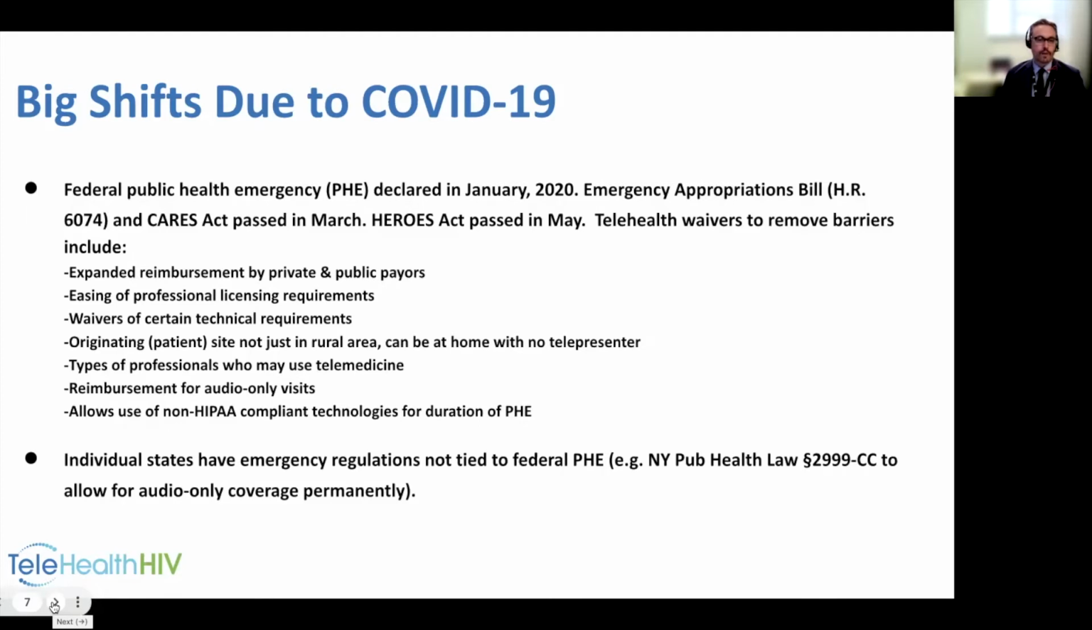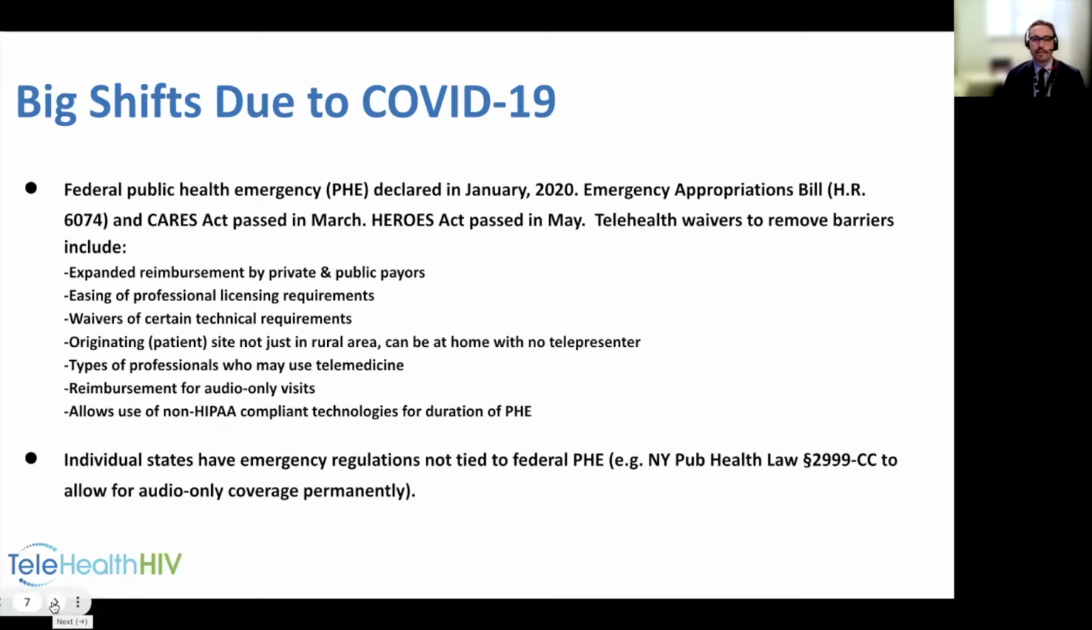So the federal public health emergency was declared in January of 2020. And there were other bills as well, the Emergency Appropriations Bill, the CARES Act that was passed in March, the HEROES Act that was passed in May. And all of these combined provided telehealth waivers to remove barriers to care because we didn't want people coming into our clinics, people were on lockdown. So it expanded reimbursement. This was huge, again, why we continue to see 25% of our patients with telemedicine. That's how we can manage to do that.